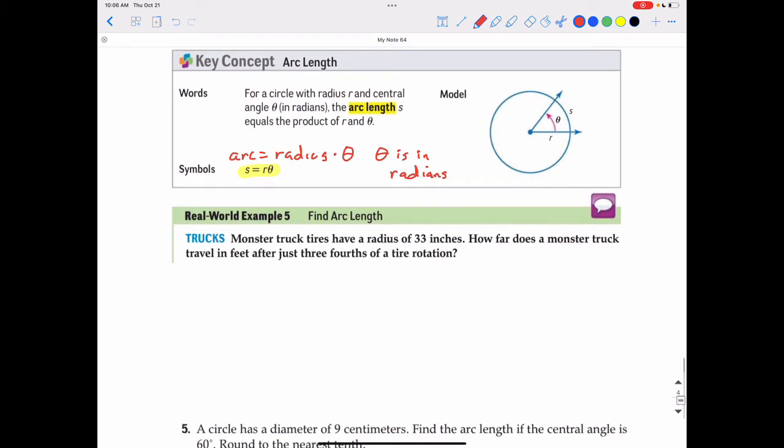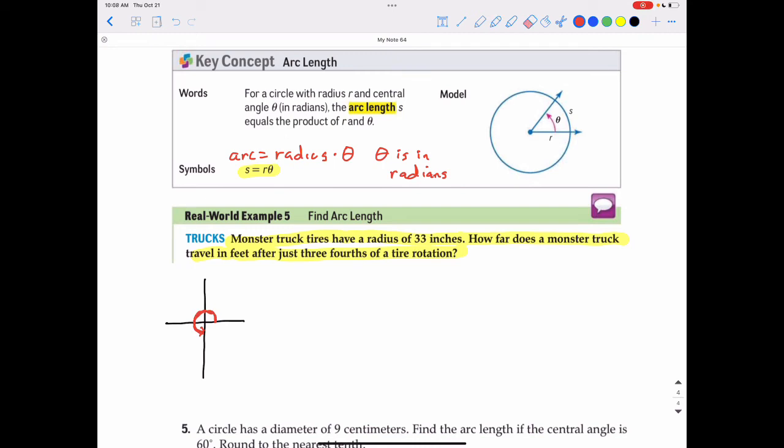So real world example 5: a monster truck tire has a radius of 33 inches. How far does a monster truck travel in feet after just 3/4 of a tire rotation? Okay, so in radians, how far is 3/4 of a tire rotation? When you think about that in degrees, 3/4 of a rotation would be this far. So how far is that? Well, that would be 90, then 180, and then 270. So that is 270 degrees in 3/4 of a tire rotation.